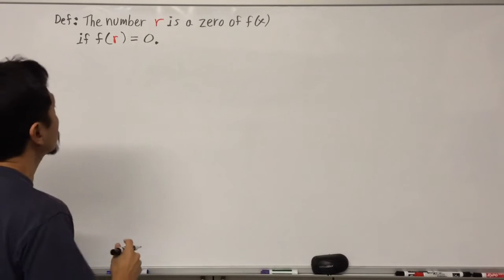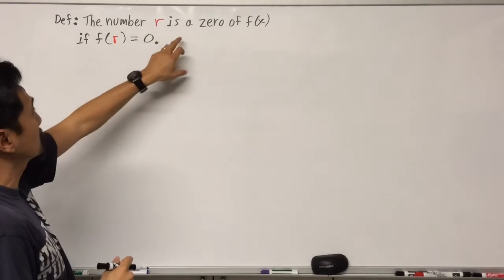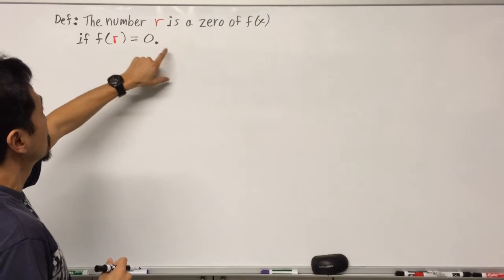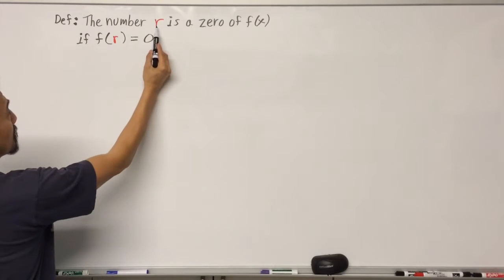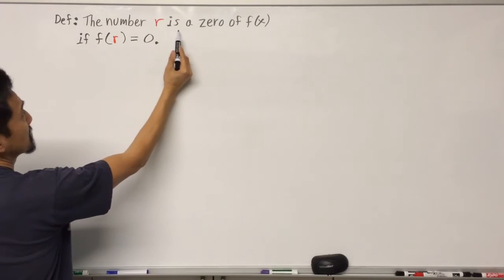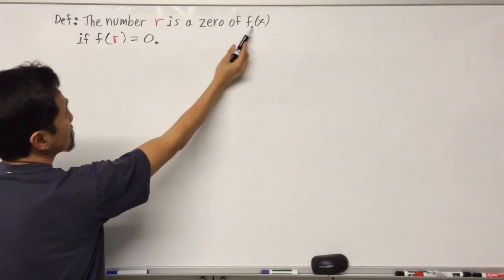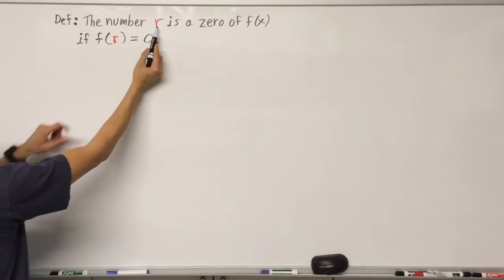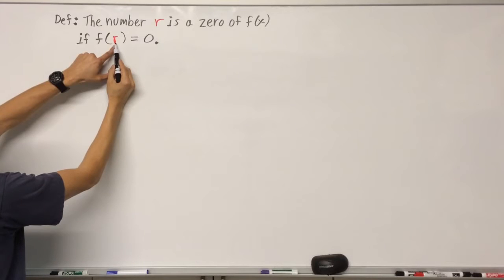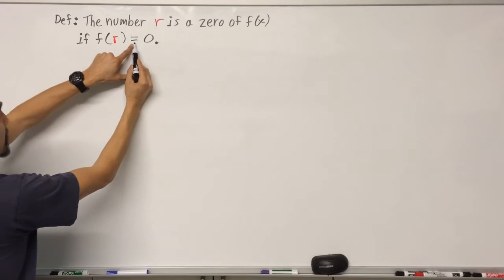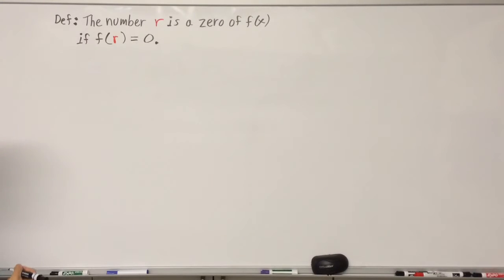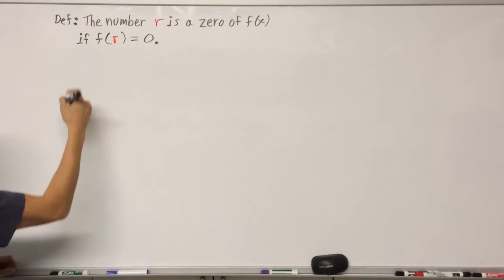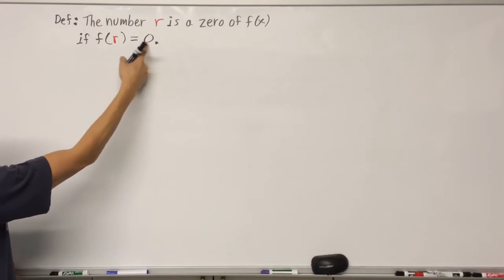Okay, class, let's review zeros of a polynomial function and the multiplicity of those zeros. We have this definition up here on top. I've got this number r in red, and it is going to be called a zero of f of x if you plug r in as input into the function and you get an output, or a y value, equal to 0. Okay? Now, notice that that gives you an ordered pair.